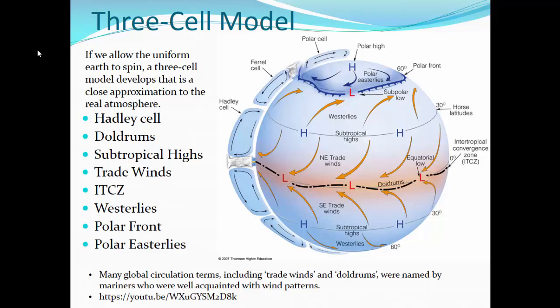Other factors within the three-cell model, we have the horse latitudes and the doldrums. The horse latitudes are at that subtropical high where the wind's very light, so old-time sailing ships would be becalmed. They would not be able to make much headway because of a lack of wind. And then the doldrums down at the equator, where weather conditions are essentially the same all of the time, hot, humid, and stormy, so there's not a whole lot of change. And again, this three-cell model dictates the general climate features that we find around the globe.